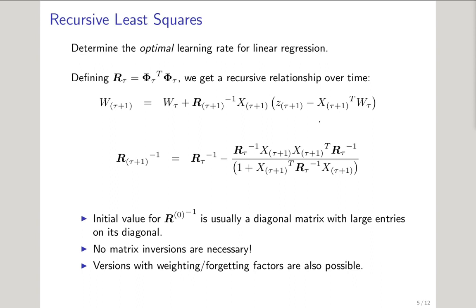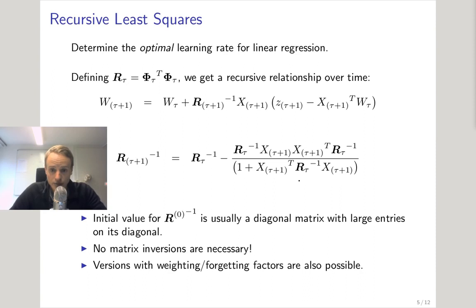So by defining r tau as the outer product of the design matrix, we have our update step in the form of r tau plus 1 inverse. The derivation of this is actually pretty straightforward. If you want a step-by-step guide through the derivation, the Wikipedia page on recursive least squares is actually really nice.